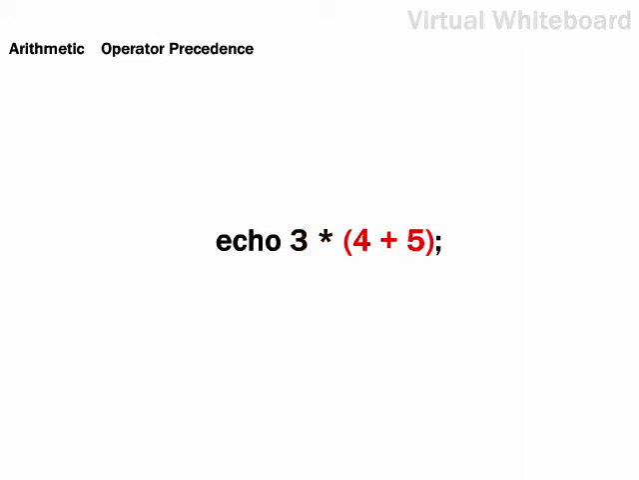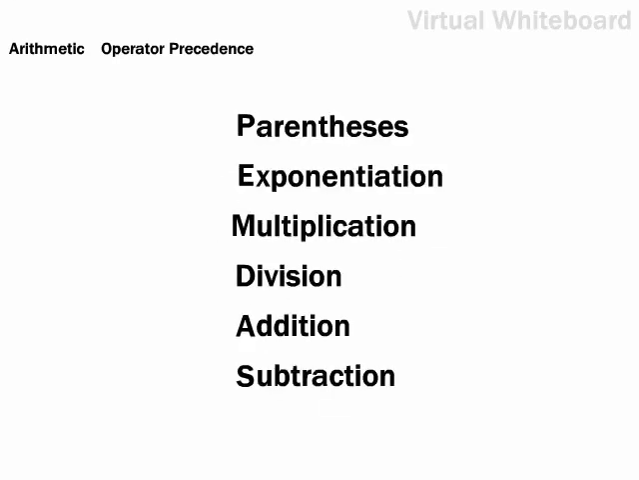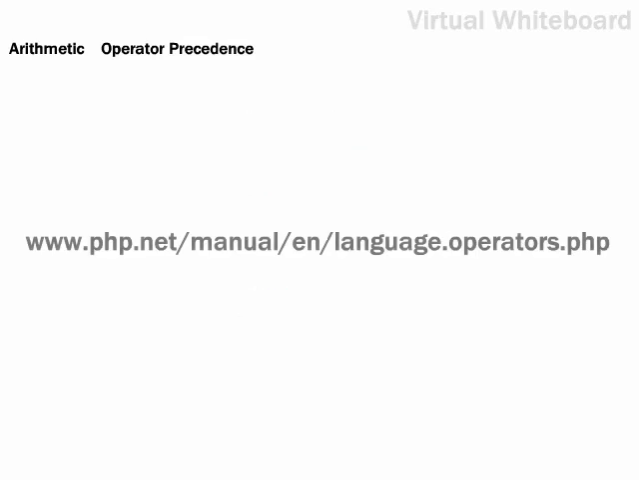PHP can be told to do the addition first. You just have to use parentheses to let PHP know that's what you want to do, just like we've done here. In this case, the correct result is now 27. The precedence of arithmetic operators according to PHP follows the rule that is called the PEMDAS rule. PEMDAS stands for parentheses, exponentiation, multiplication division, and addition subtraction. You can visit the following URL to find a full operator precedence list for PHP.